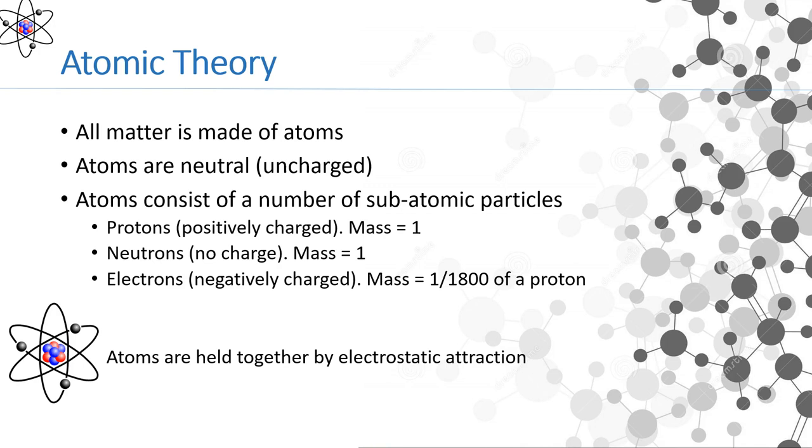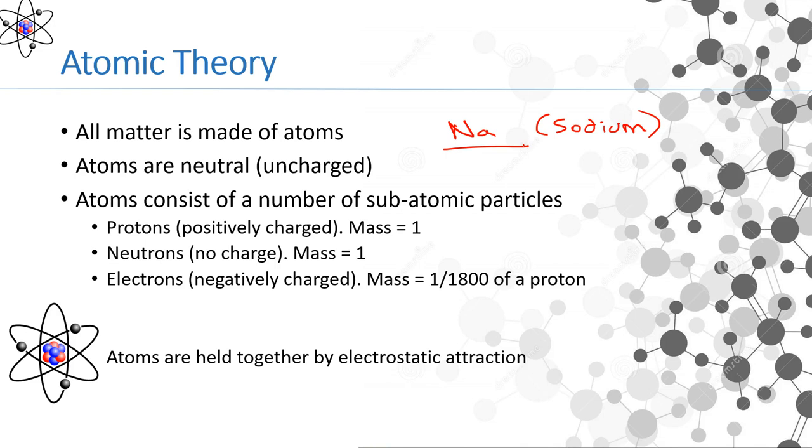So hopefully you will remember from your previous studies that all matter is made of atoms. The atoms are neutral or uncharged, so they don't have a positive or negative charge when they are what we refer to as their elemental form. So if we're just talking about an atom of, say, sodium, it doesn't have a charge. Some can form ions, and ions are our charged forms of atoms, but atoms, as we see them listed on the periodic table, are actually uncharged.